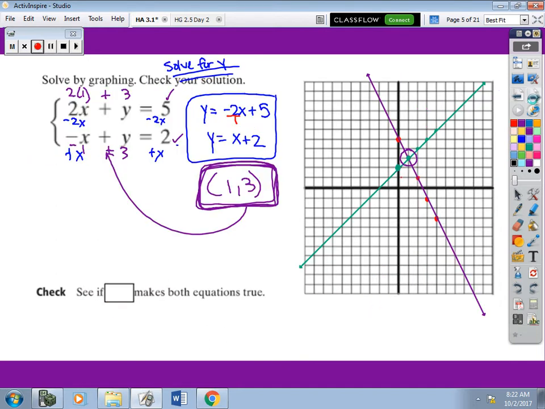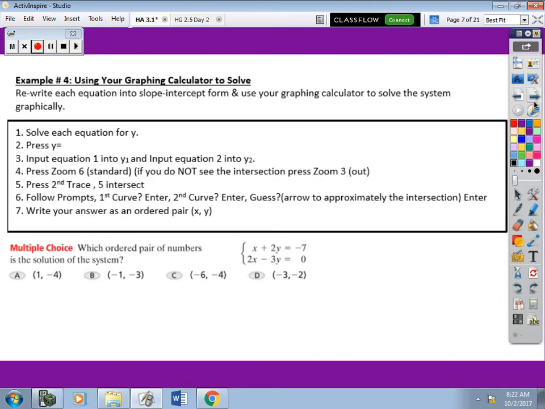All right. Now, the example that we're going to do with the multiple choice, first of all, I know most of you, if I gave you this question and it was multiple choice, you would probably take the answers and plug them in and figure out which one worked, which is a perfectly fine solution to a multiple choice question. But I want to try this one with our graphing calculator. So we do have to solve each of these for y in order to use our graphing calculator.